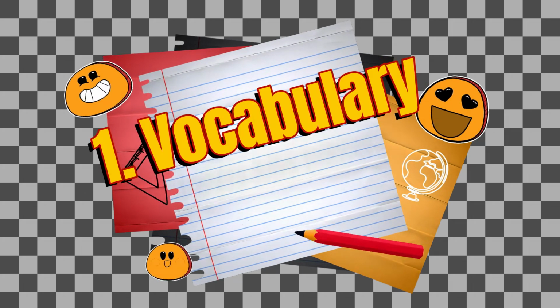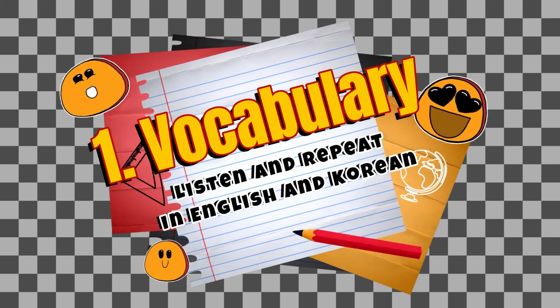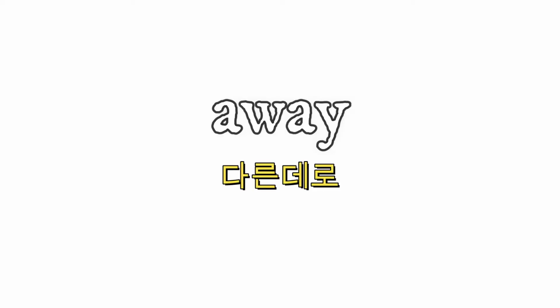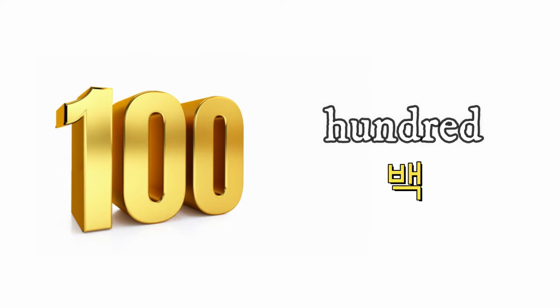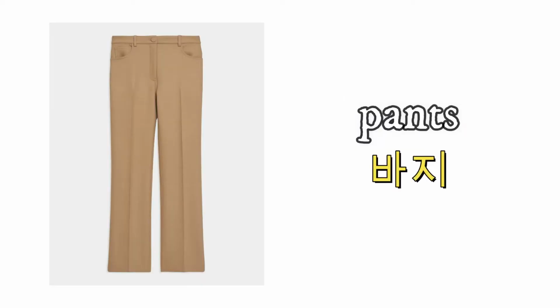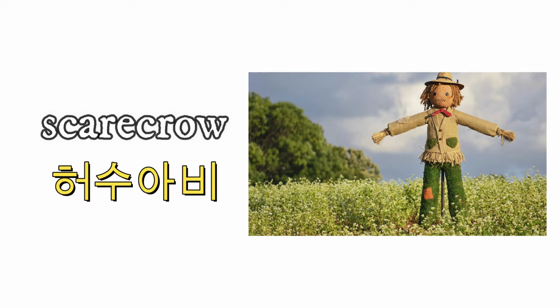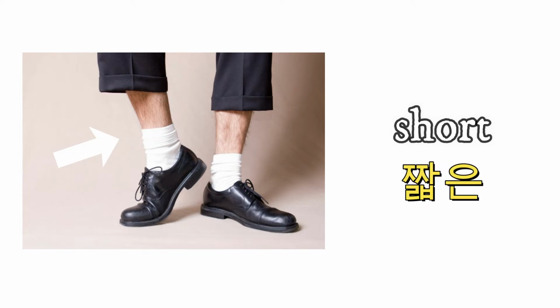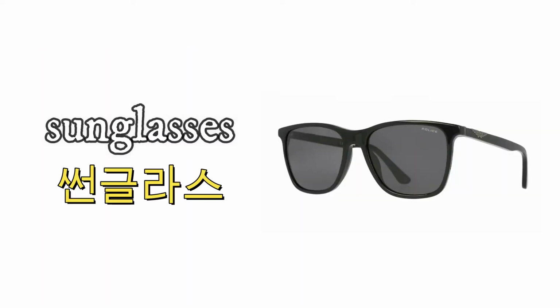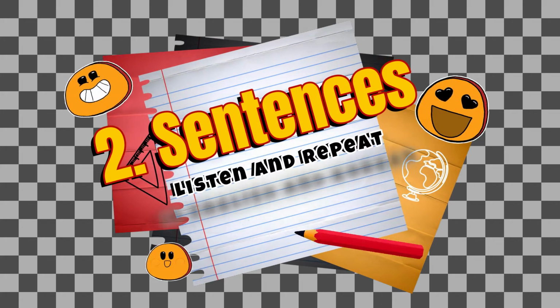First, vocabulary. Listen and repeat in English and Korean. 단어입니다. 우리 말과 영어를 듣고 반복해 봅시다. Away. 다른 데로. 100. 1000. Pants. 바지. Cap. 모자. Sail. Scarecrow. 허수아비. Short. 짧은. Sunglasses. 선글라스.